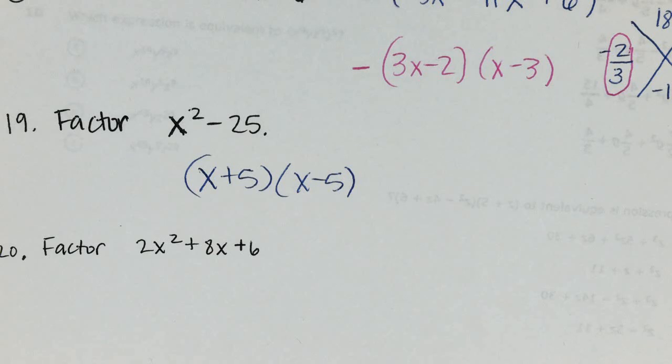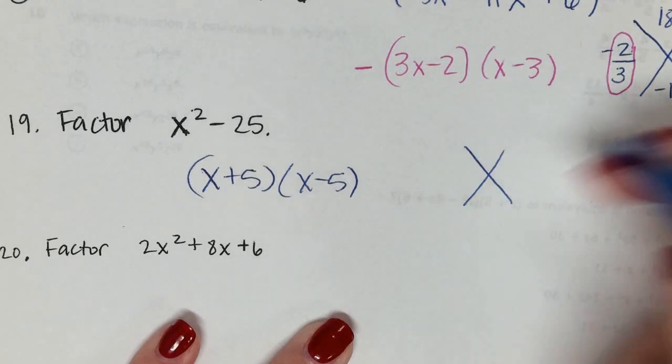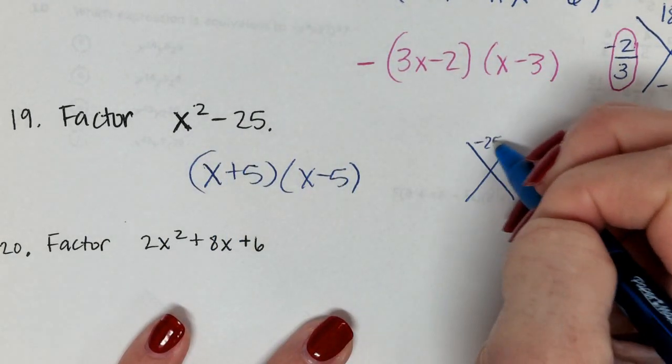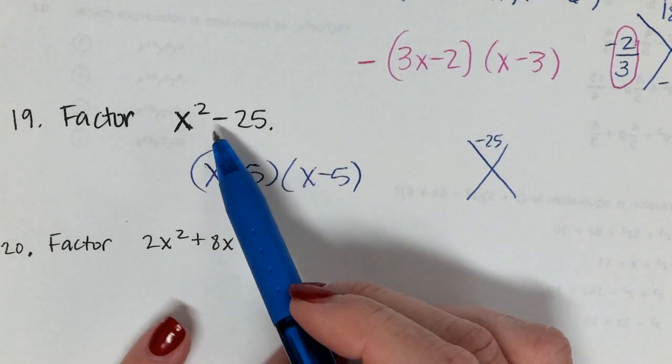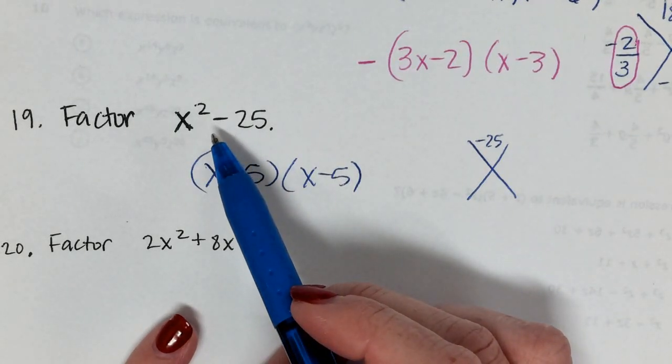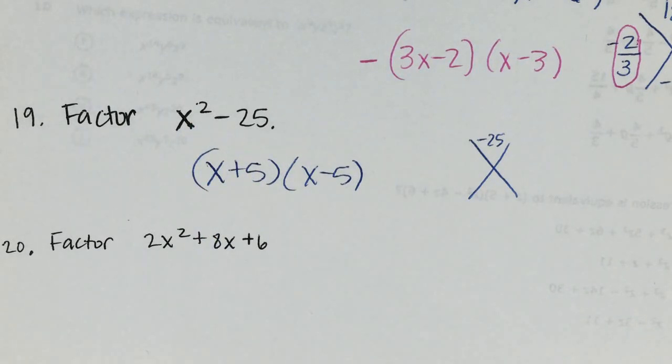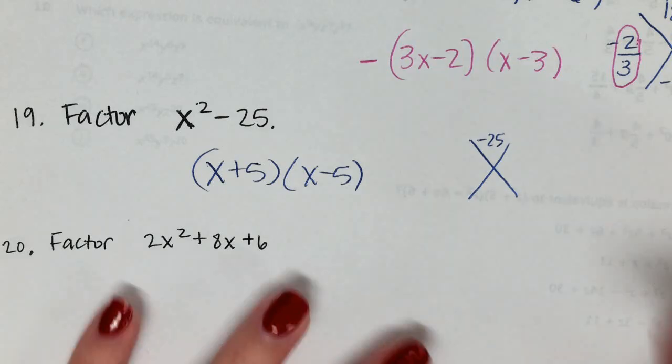Now, if you want to do the X method, it will still work. So I'm going to show y'all. What is A times C? 1 times negative 25 is? Negative 25. What is the B? Is B there? Remember, B would go in the middle. It would be x squared plus something x. Isn't that a 0 if it's not there? So that's a 0.